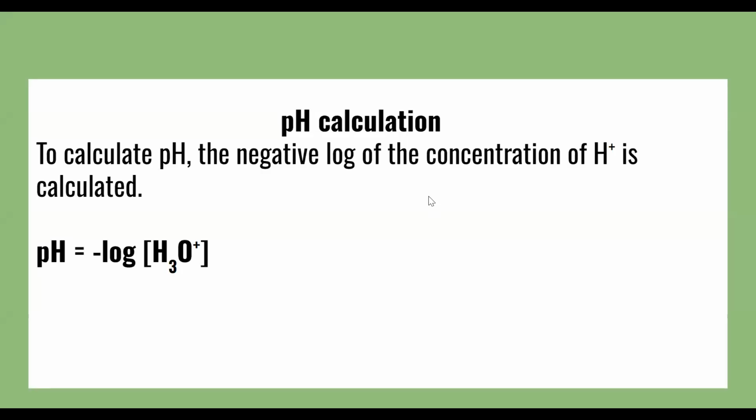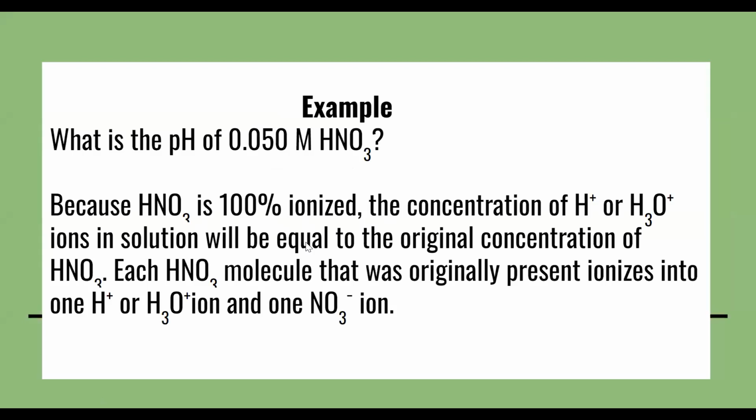So let's look at the pH calculation. To calculate pH, the negative log of the concentration of hydrogen ion or hydronium ion is calculated. Hydronium ion and hydrogen ion are used interchangeably, so you can use either of them. They mean the same thing. So let's look at an example. What is the pH of 0.050 molar nitric acid? We looked at the naming of acids in the acid-base video.